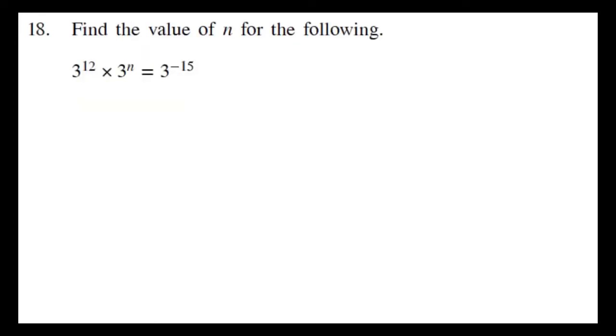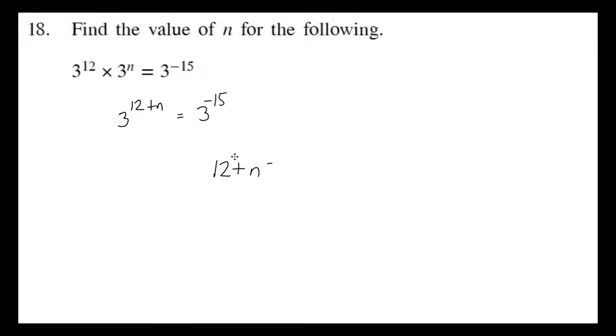All right. Find the value of n for the following. Well, we know that I'm going to take 3 to the 12th plus the n. That's what that means when I multiply powers with the same base. I add the exponents. So basically I have a simple algebra problem. I have 12 plus n and that has to equal negative 15. So now this is like solving an equation from 7th grade.